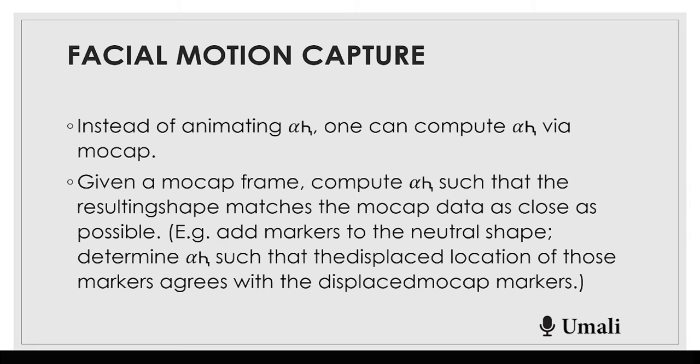For example po is yung Avatar, Iron Man, Avengers. Instead of animating h, one can compute h via mocap. Given a mocap frame, compute h such that the resulting shape matches the mocap data as closely as possible. Increasing the number of shapes allows the actor's performance to be more closely matched. An insufficient number of shapes can cause details in the actor's performance to be lost.